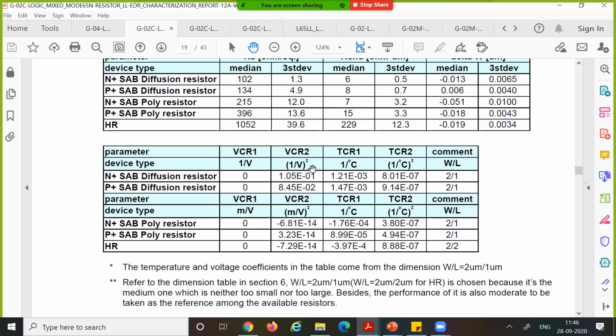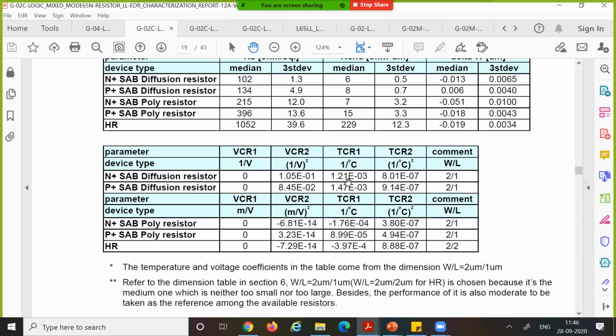If you are okay with some variation, if it's not critical, you can obviously pick up the diffusion resistance. Same thing if you look at the temperature coefficient. So here it is rationalized. The unit here is 1 by degree C. So it is 1 by degree Celsius.